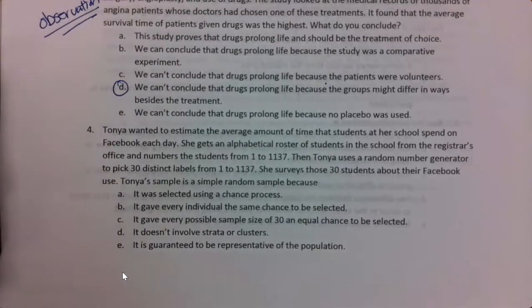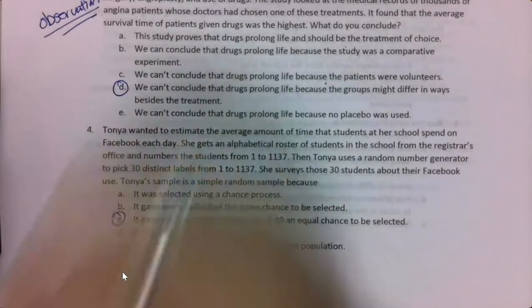This one is wrong because we can pick the groups any way we do it, and our 30 students will be selected the same way. It could randomly be all juniors for all we know. So this is going to be our answer here, C.